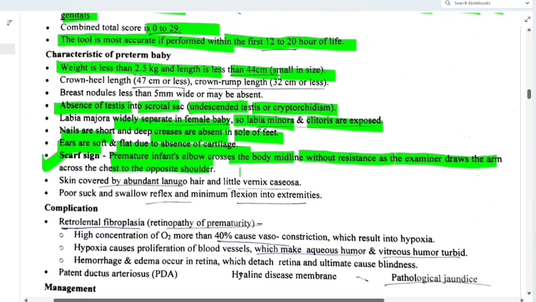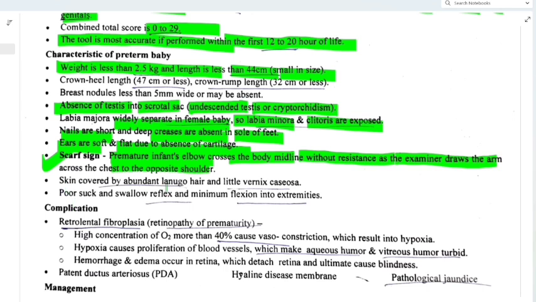Basically, I am explaining that if you try to cross the body midline, okay, what is the body midline? If you draw an imaginary vertical line from your sternum, fine. Then you try to cross that midline with one arm to the opposite side of the chest. Okay, that is the scarf sign.